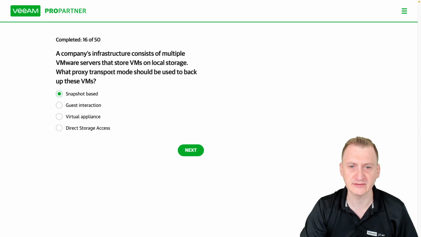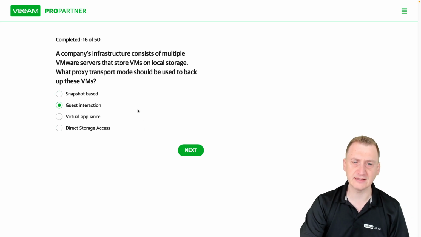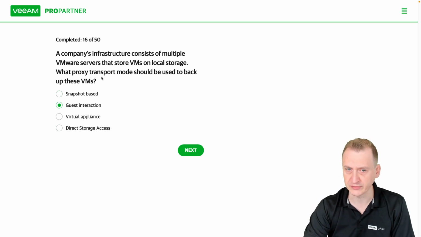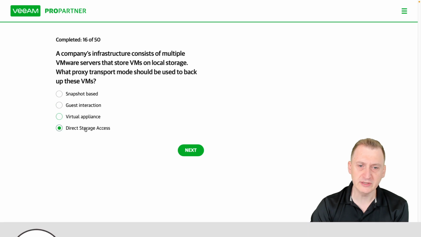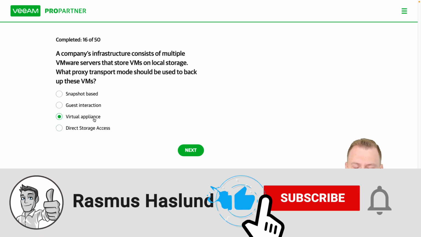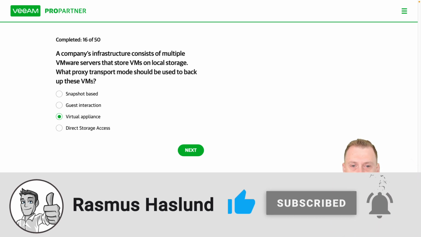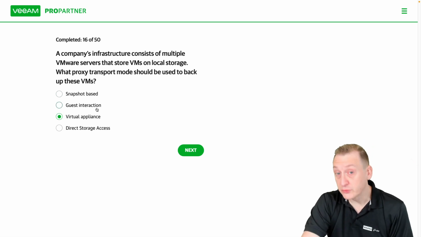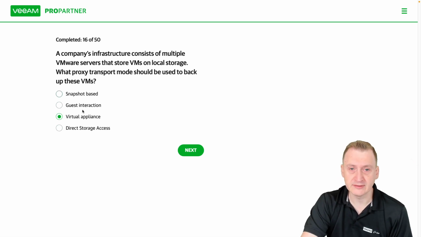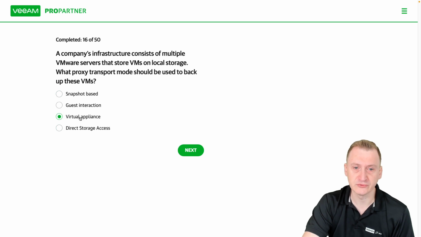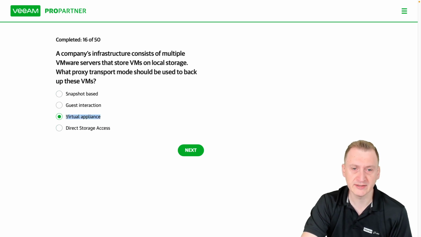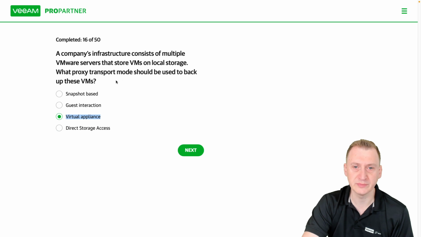Snapshot based, well, that's not a transport mode, right? That's a distractor. Guest interaction is also not a transport mode. So only direct storage access and virtual appliance are transport modes. The last remaining one would be network mode, which would be completely fine as well, but it's not provided as an answer option. So this is the only one that exists that can also be used here.